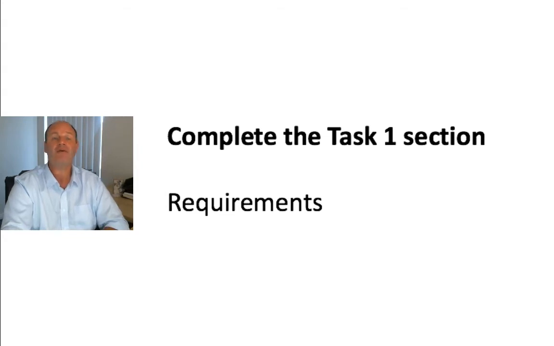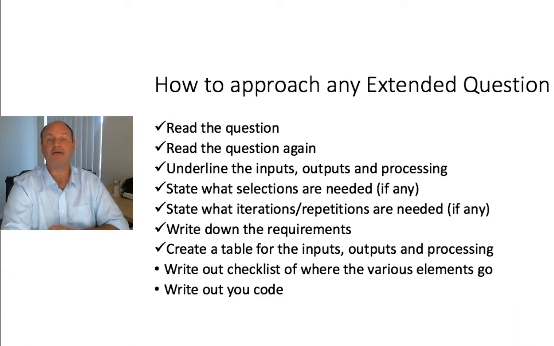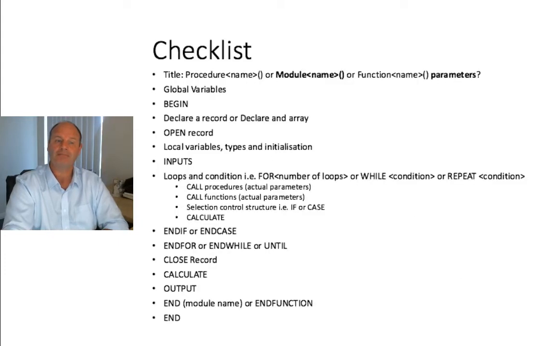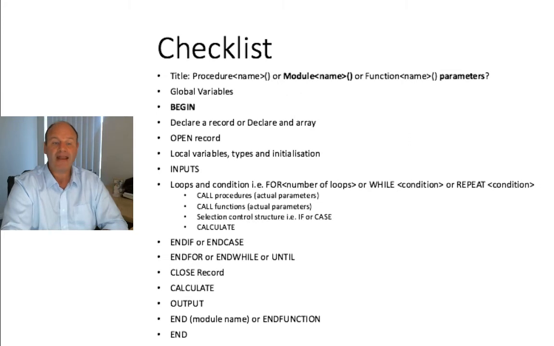You can see from this slide that we are making really good progress and are almost ready to start writing our pseudocode. So, here are the elements we need to include in our final pseudocode solution. First of all, we need to give the module a name and put in the parameters. Then we need to include the keyword BEGIN. Remember, this needs to be in capital letters.